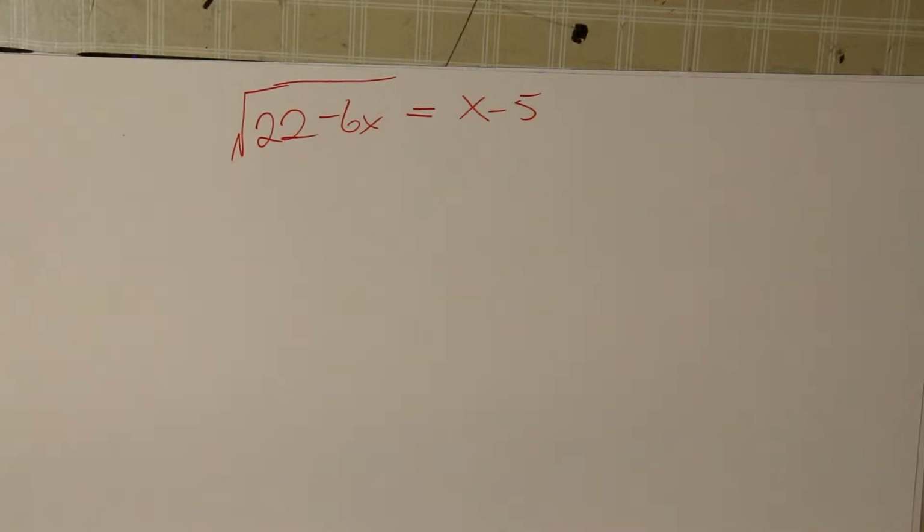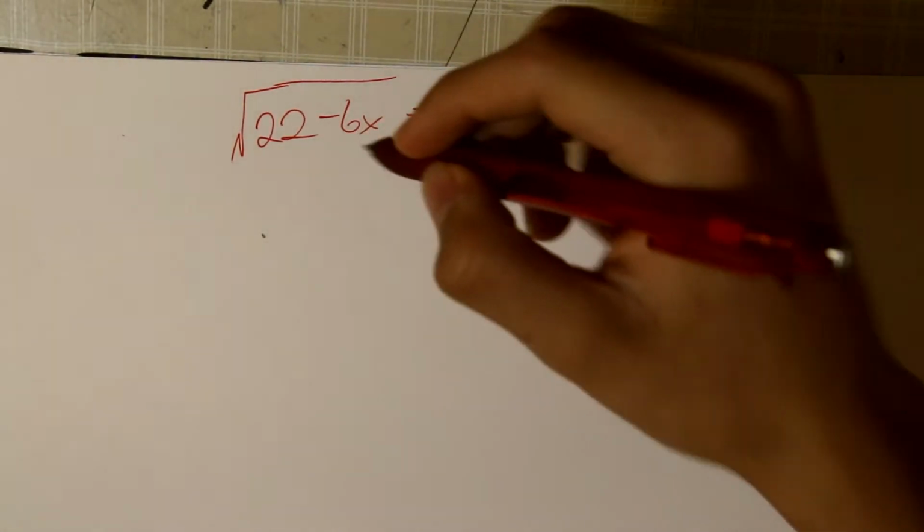When you approach any radical equation, you must always follow these 4 steps. Step 1 is to isolate the radical. But since we've already done that, we don't need to do anything.